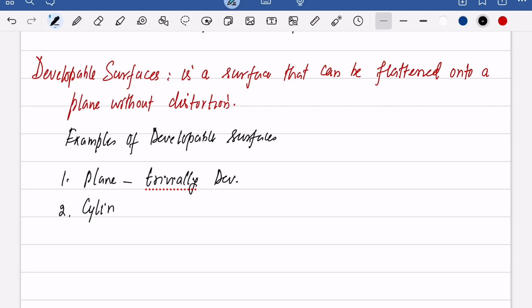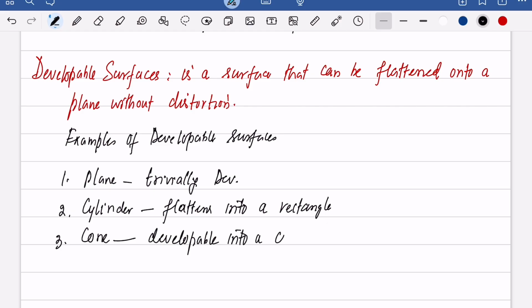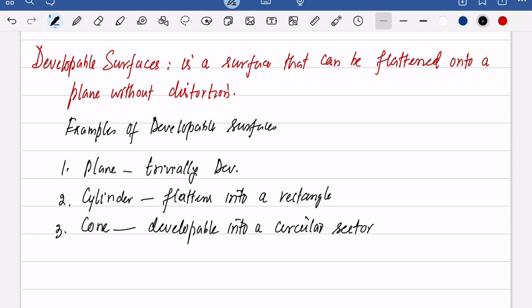Now if we compress and flatten a cylinder, we will get a rectangle. This flattens into a rectangle. So that means a cylinder is also a developable surface. And similarly, a cone can be developed into a circular sector. Now here we know the cone looks like this. If we flatten it, we will get a surface of this form, which is a section of a circle, or we can call it a sector of a circle.